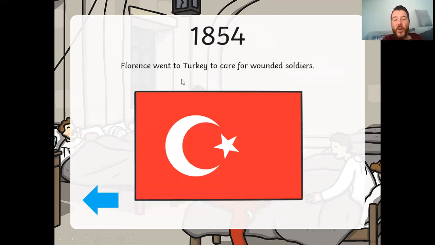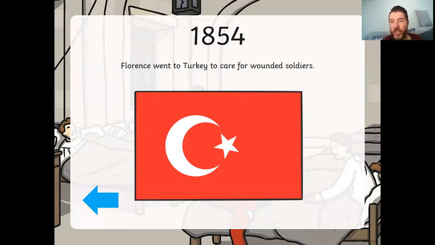In 1854, Florence decided to go to Turkey to care for soldiers who were wounded in the war. Back then they did have guns, but guns would have been even more dangerous than they are now. And they also had swords and cannons and things like that that would have caused a lot of injuries to soldiers. So these hospitals would have been full of very, very poorly and very sore people. So Florence went there to take care of the soldiers.